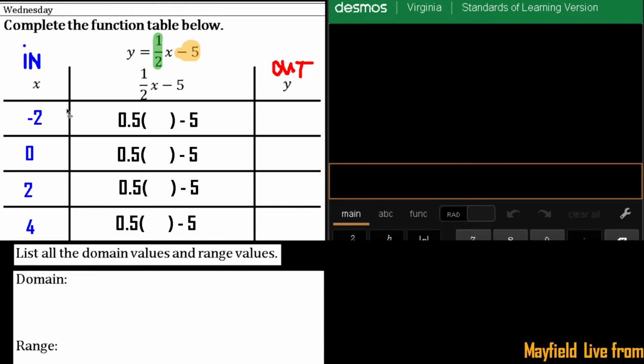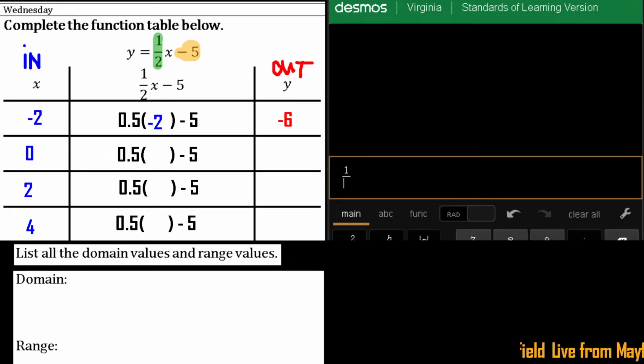So if we plug in -2, what will we get? Well, if we do 0.5 times -2, that's going to be -1, and then -1 minus 5 is -6. And I can also check my answer using that Desmos calculator. The way I type it in is exactly how it looks. So I'd say 1/2 times x, and I have minus 5.